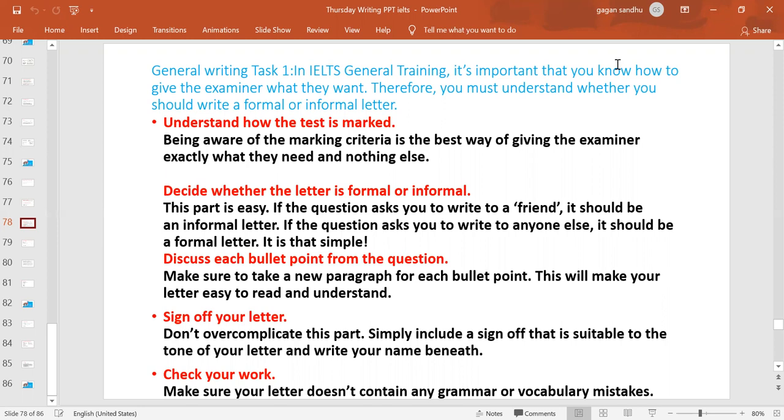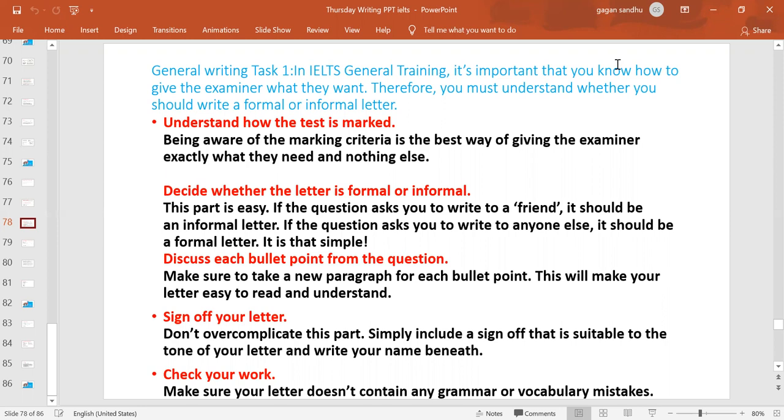If it's informal, maybe the active voice is fine with that. And we have to discuss each bullet point given. Leaving out any one will reduce your mark. So you are explaining each and every bullet point. Ultimately, you are moving towards the required band score here.